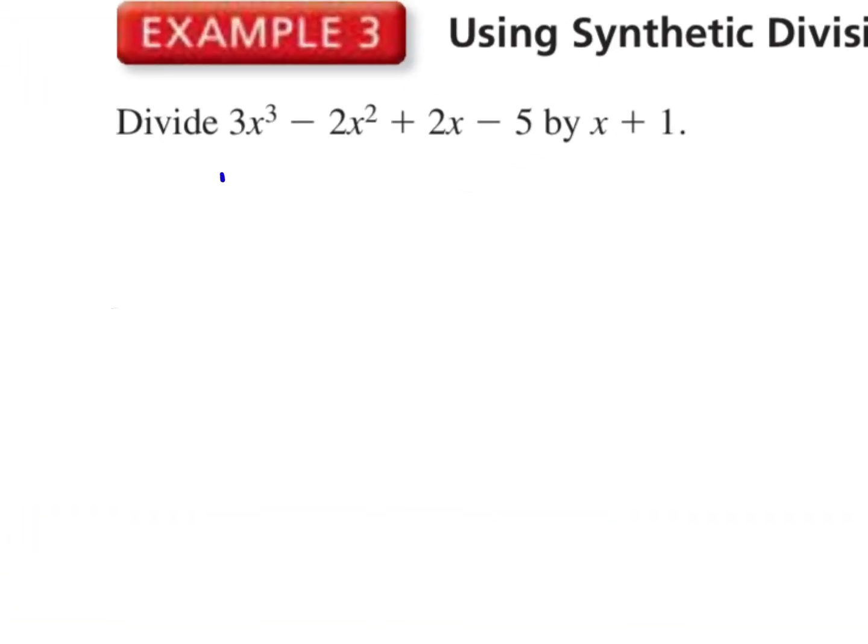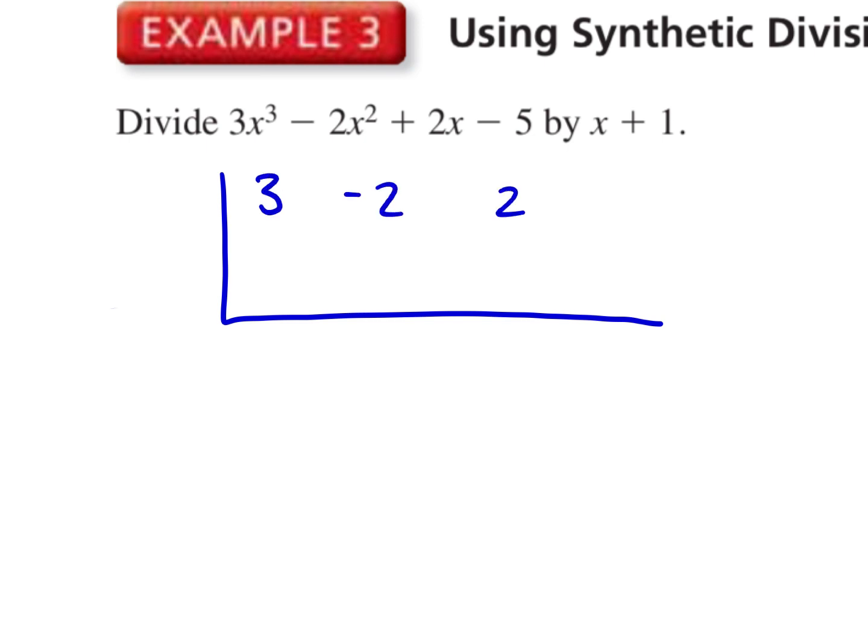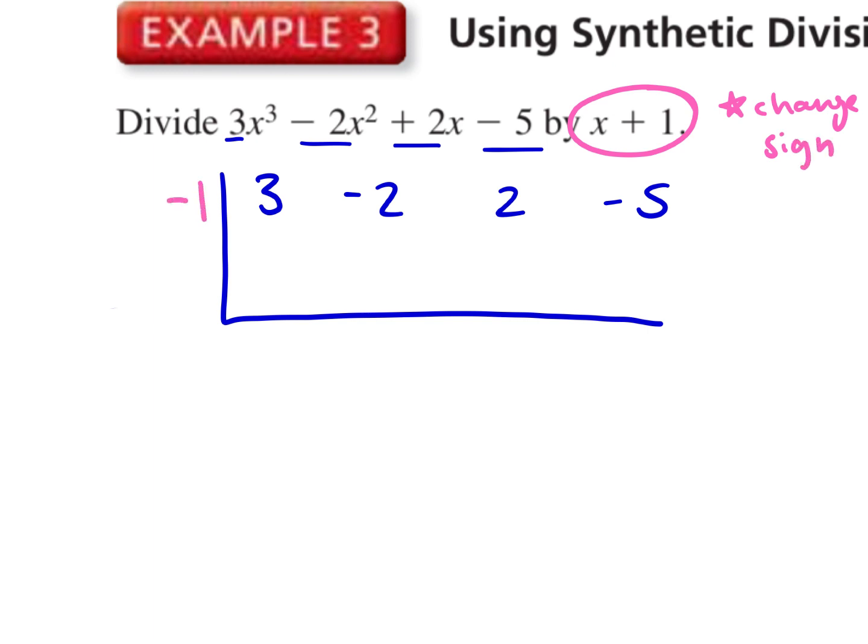First thing I want to check for, am I missing any terms here? No. So what's going to go inside the box? 3. Perfect. All my coefficients: 3, -2, 2, and -5. So the outside's going to be -1. Awesome. Outside, we change the sign. So outside would be -1.